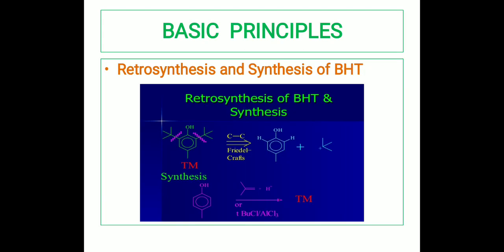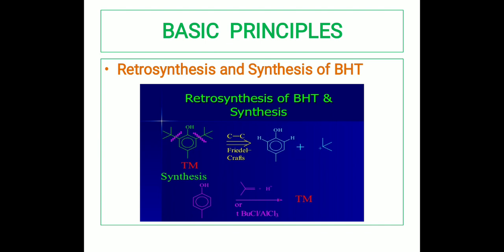Next example, we are going to study the retrosynthesis and synthesis of BHT, that is butylated hydroxytoluene. Butylated hydroxytoluene is the target molecule, and we have to do the retrosynthesis for this target molecule and also write down the synthesis.